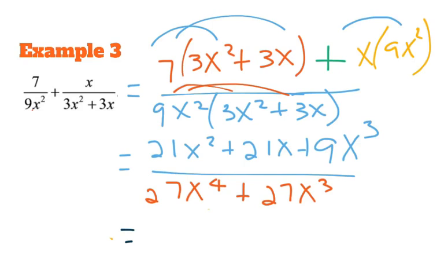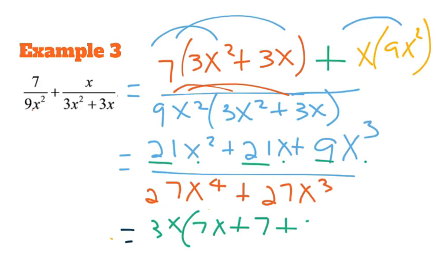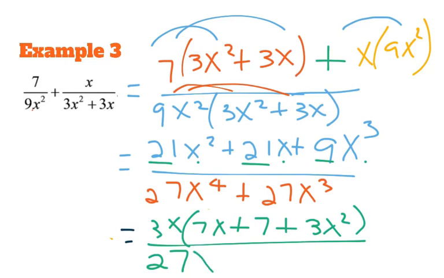So let's look at the top. I'm seeing that in the numerator, 21, 21, and 9 can all be divided by 3. And I can also take out an x from all of these. So I'm going to take out a 3x. And what would be left is 7x plus 7 plus 3x squared. And then in the denominator, I have 27x to the 4th and 27x to the 3rd. So I can take out a 27x to the third, and what would be left is x plus 1.